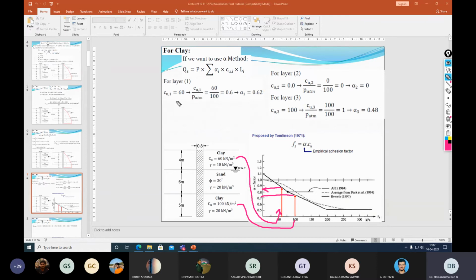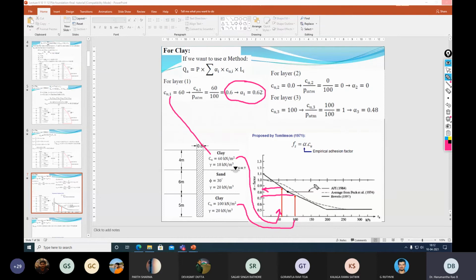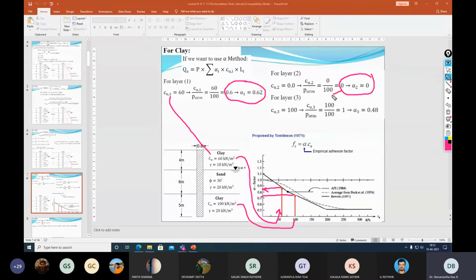So here for layer 1, Cu is 60. So Cu1 by P atmosphere is 0.6. From the table, corresponding to 0.6, alpha 1 is 0.62. This table will be provided in the exam to pick up the alpha value, or alternatively this chart will be given. Either the table or the chart will be given, so no need to worry. And similarly layer 2 is a sand, so the alpha method is not valid. So alpha is 0 for layer 2. Next, layer 3.